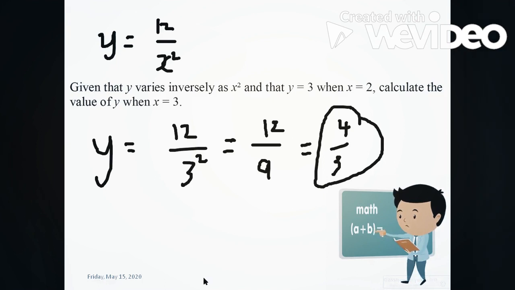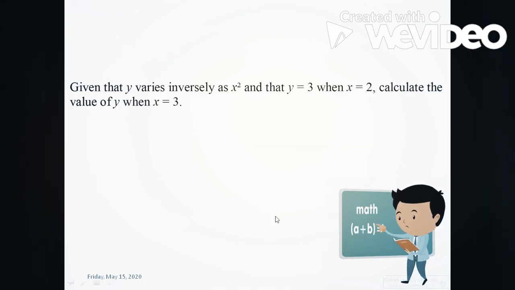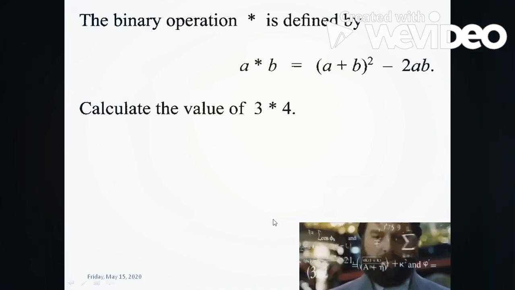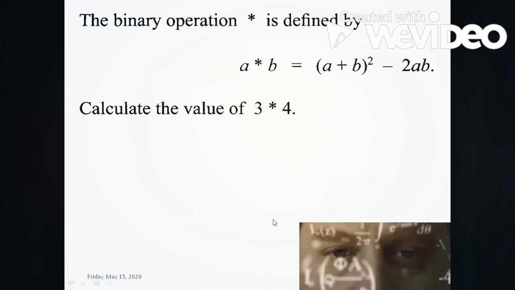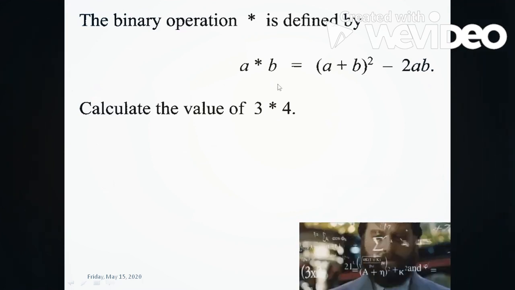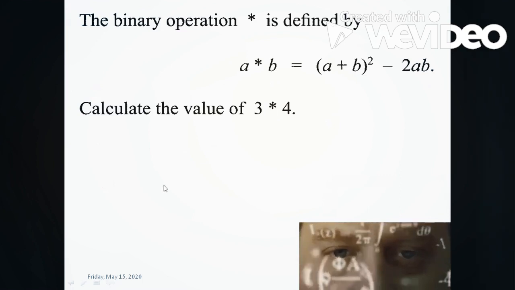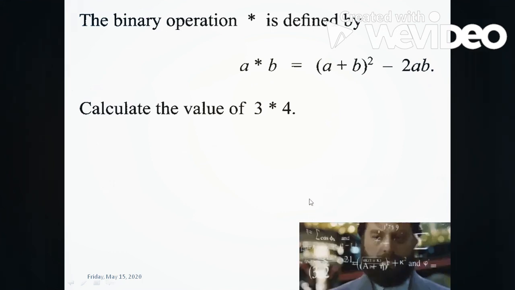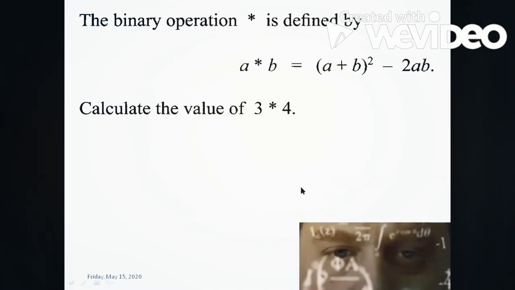All right, let's look at our question. So this is another binary operation question. All right, so a star b is equal to all of this. So all we need to do is replace a with 3, b with 4.